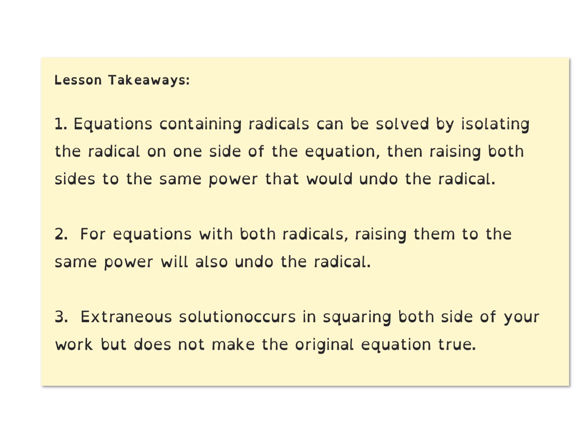Lesson takeaways. Equations containing radicals can be solved by isolating the radical on one side of the equation, then raising both sides to the same power that would undo the radical. For equations with radicals on both sides, raising both sides to the same power will also undo the radicals. Extraneous solutions occur when squaring both sides, but they do not make the original equation true.